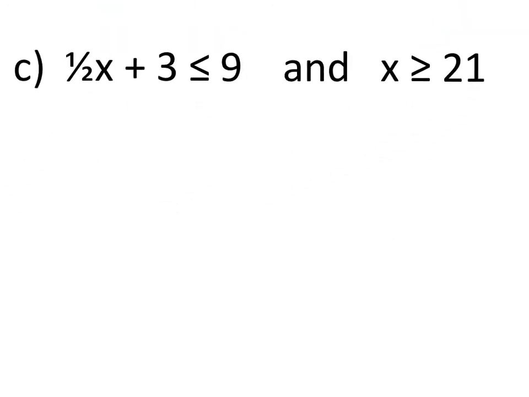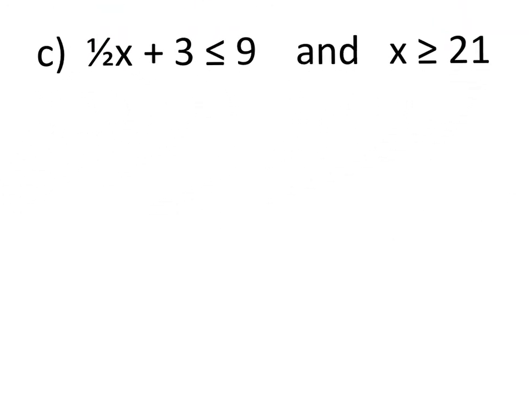Okay. All right, next problem. So now this one's kind of sweet because this guy's already solved. We don't have to do anything there. We just need to solve this guy. So we're going to start by subtracting the 3 off. So 1/2 x is less than or equal to 6. And then I'm going to multiply both sides by 2, or 2 over 1, and get 12.